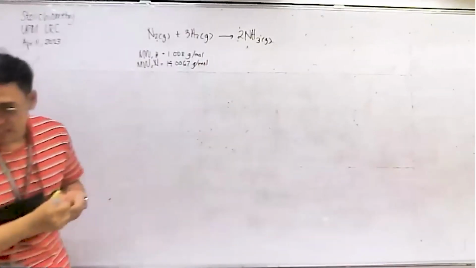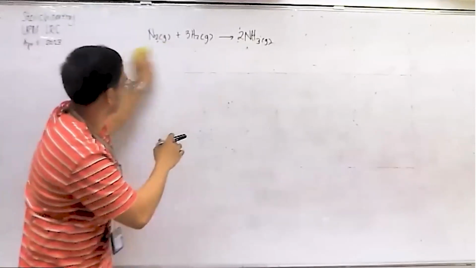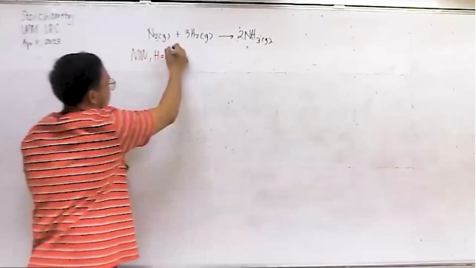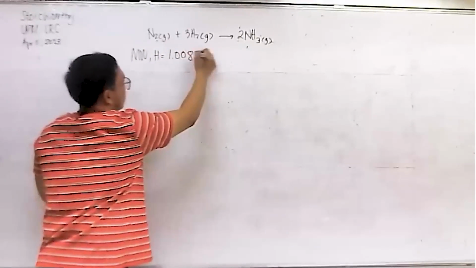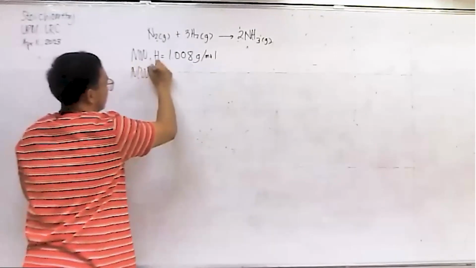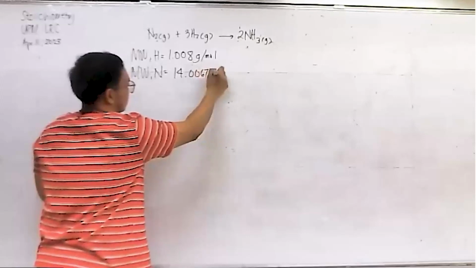Okay. Kita ba nila? Sorry, mali po. Lakihan natin. Okay. And you have your 14.0067. Yeah.